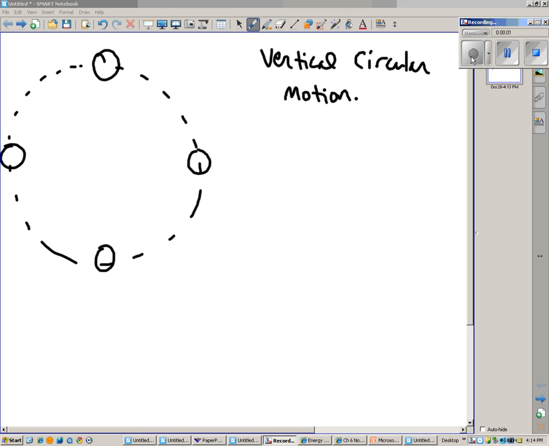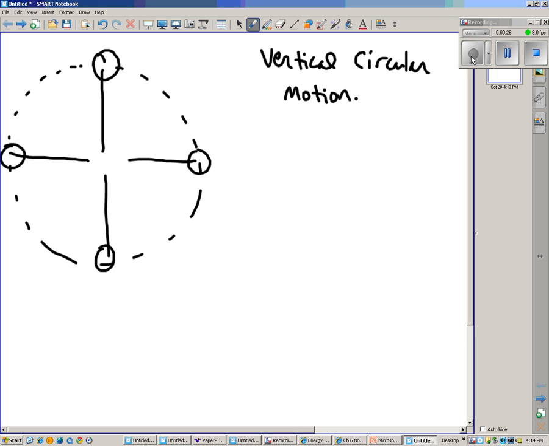In these notes, we're going to be talking about the vertical circular motion of an object. Here I've drawn a ball that's traveling in a circle, and there's a string pulling on it in towards the center, so that it keeps traveling in that vertical circle. At each one of these points, we have to realize what forces are acting on the object and how to handle these situations.